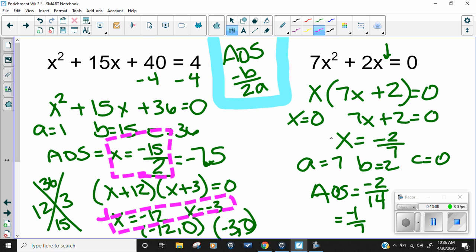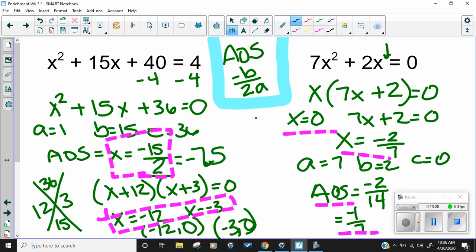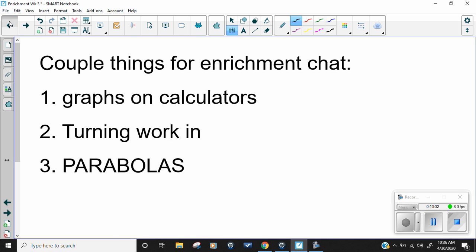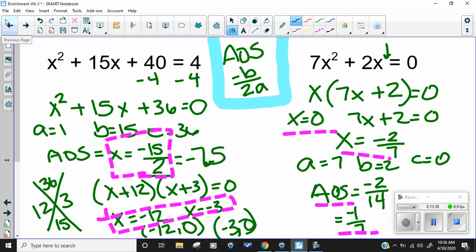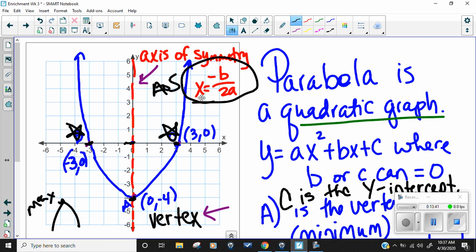So that's all you have to do on this worksheet enrichment for week 3: the x-intercepts and the AOS. And on your second worksheet you have to look at a graph and tell me what the AOS and the x-intercepts are. But if you're looking at a graph, it's pretty easy to tell. It's like our last thing we did, where we're looking at this graph. The AOS is right here on x equals 0. Remember, these are all x values, and your x-intercepts are negative 3 and 3 where it crosses.